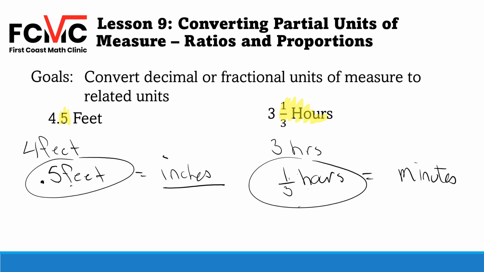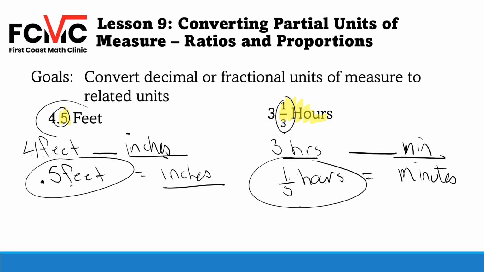So instead of saying 3 1/3 hours, our measure would be 3 hours and how many minutes, as well as 4 feet and how many inches. Okay, so that's our goal in this video: to take the decimal or fractional part of our unit and convert it to the smaller related measure. So let's get into a couple examples. We're going to do 4.5 feet and 3 1/3 hours, and we're starting with 0.5 because it's pretty easy to work with. But we'll get into how we're actually going to solve these and go through a couple examples together.